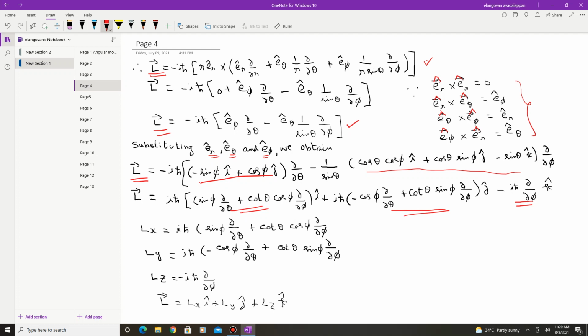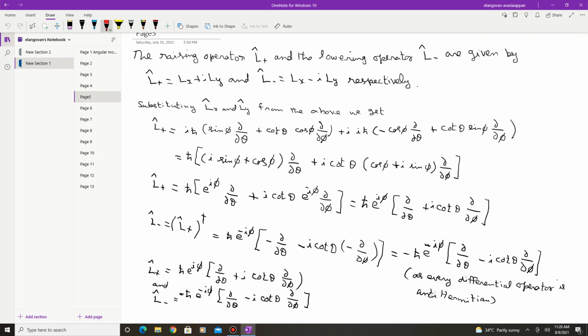Now since the vector L is equal to Lx i plus Ly j plus Lz k, where i, j, k are unit vectors, these are the components. This is the x component, this one is the y component, and this one is the z component of the angular momentum. So the idea is that we are expressing the x, y, and z components of the angular momentum in terms of the spherical polar system.